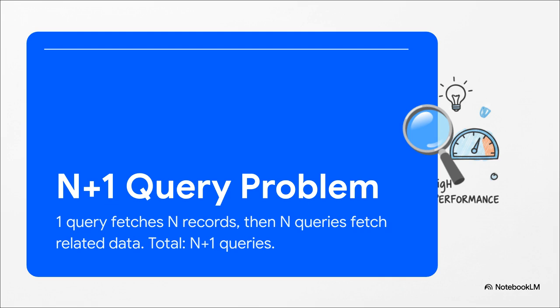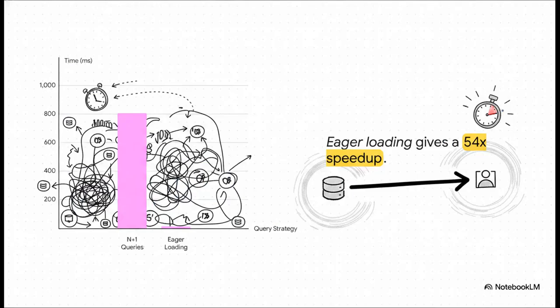But then, as it loops through, it fires off 100 individual, separate queries to fetch each author. You just fired 101 database queries to load a single page. Under load, this behavior will absolutely destroy your backend performance. And the visual difference when you fix it?